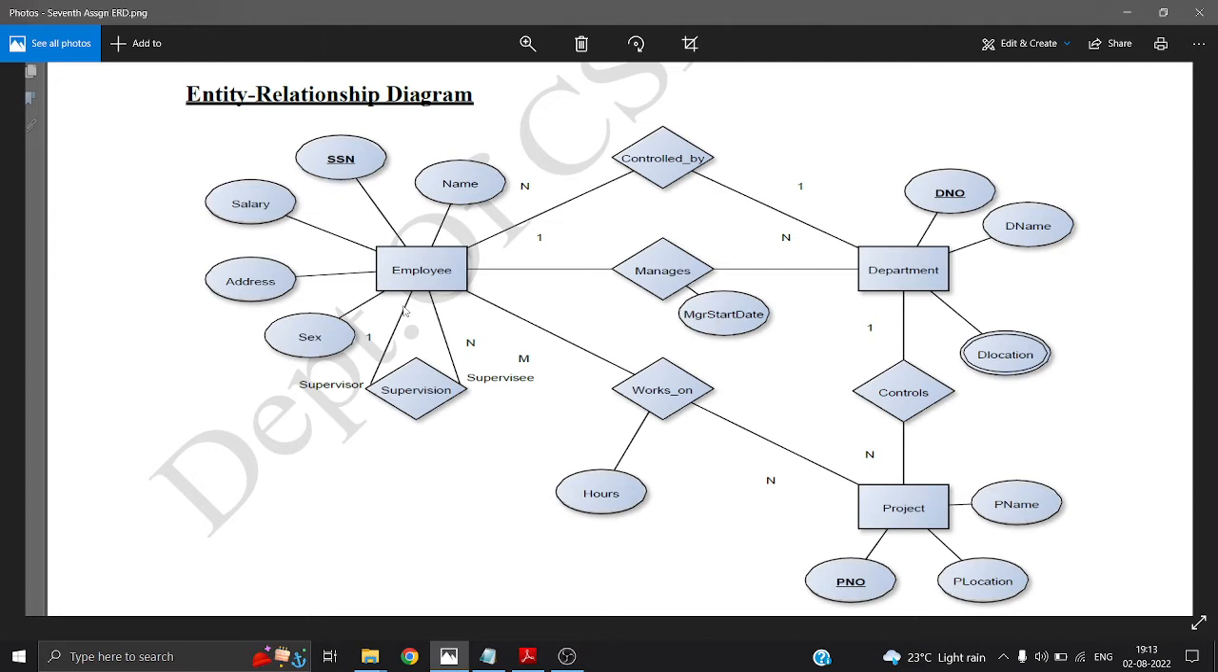By keeping that in mind, this is the cardinal ratio. One supervisor can supervise many employees, but one employee cannot be supervised by more than one. Because of that, the cardinal ratio is 1:n from supervisor to supervisee. And because n is on the same entity, we get the foreign key in the same table, employee.